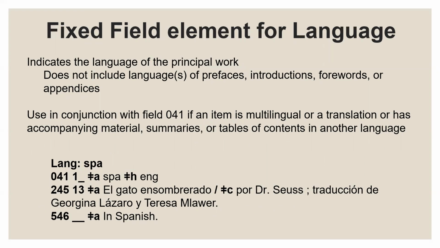So as we discussed earlier, the fixed field for LANG, the MARC tags 041 and 546 play very important roles in cataloging foreign language materials. All of these elements should agree with each other. So if you look at this example, it says the language of the item is in Spanish. We have in the 041 that it's in Spanish, but the original item, the original book or whatever, was written in English, and then in the 546 we have in Spanish. So all of those agree.